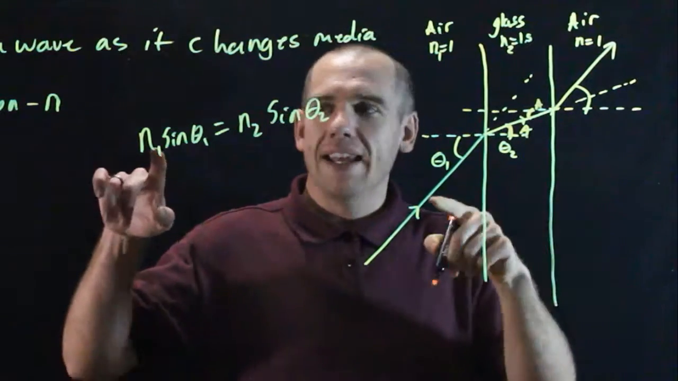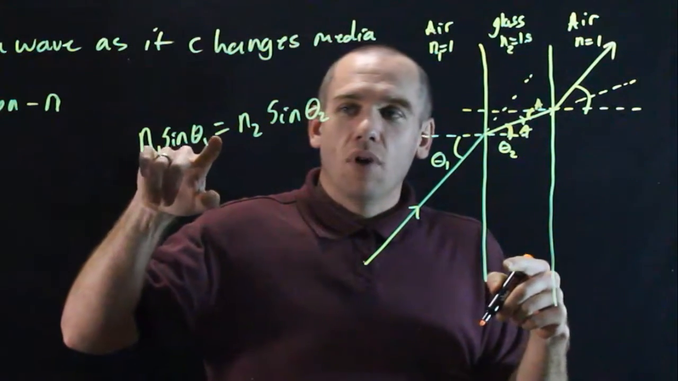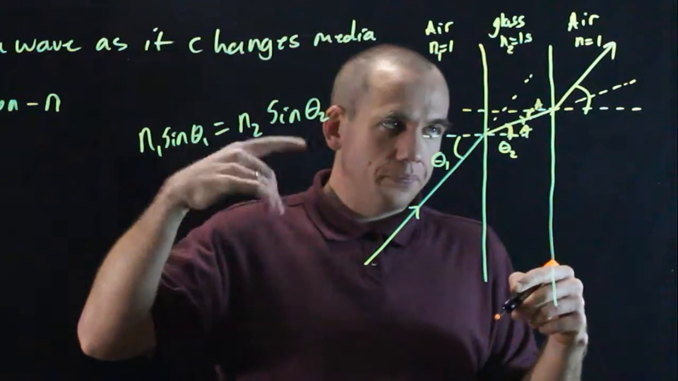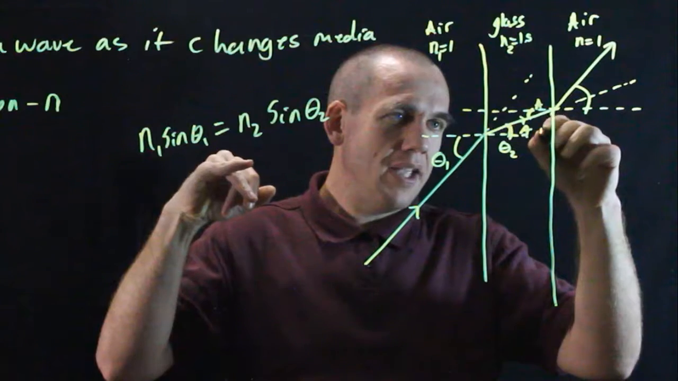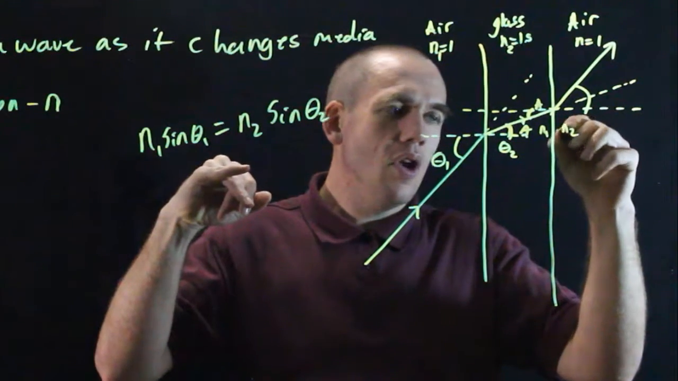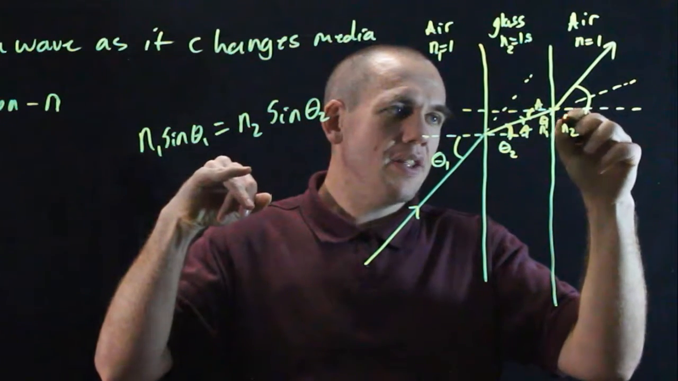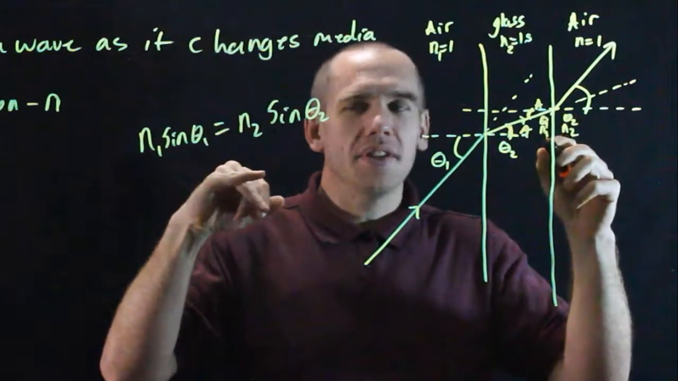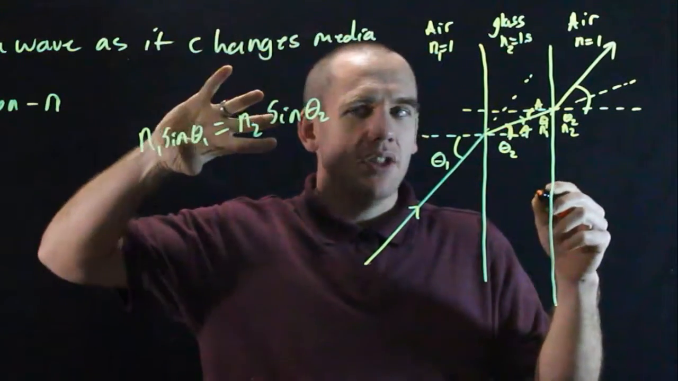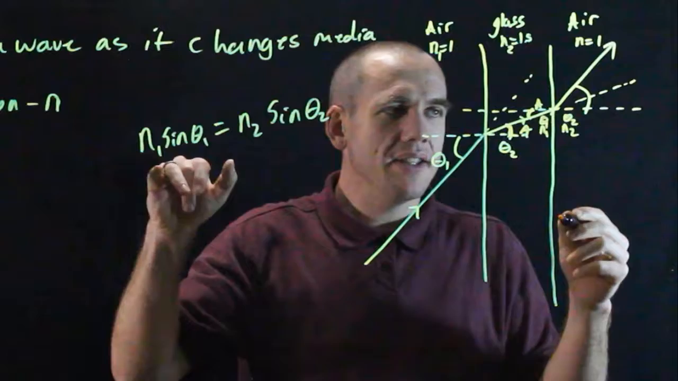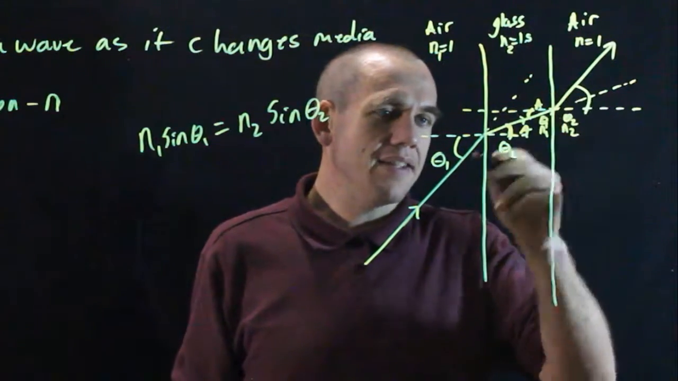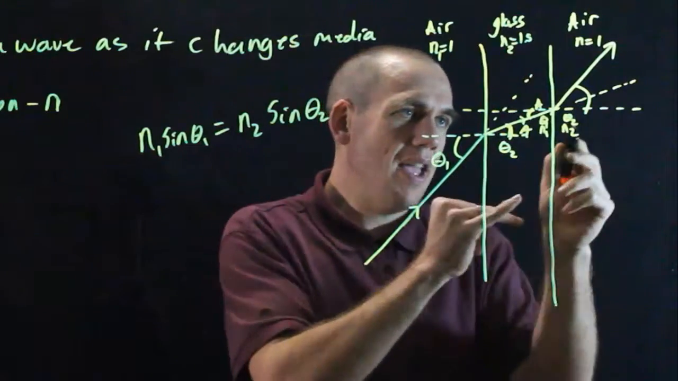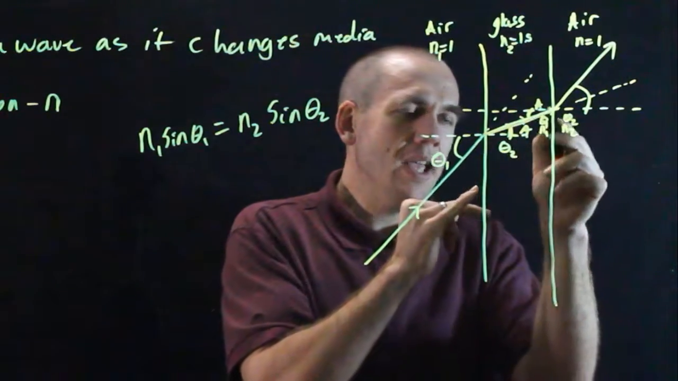So over here I had n1 sine theta 1 equals n2 sine theta 2. Well, now this would be my n1, and this would be my n2, and this would be my theta 1, and this would be my theta 2. You'll notice this is the same equation, it's just the left side became the right side, which means when this ray of light goes through this piece of glass, it enters at the same angle it exits, but it changed path in between.